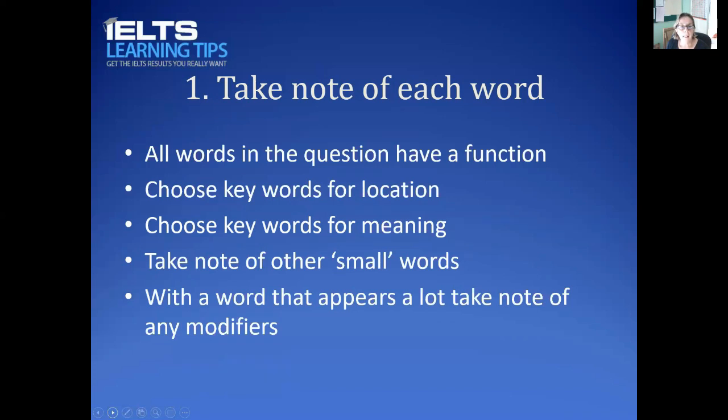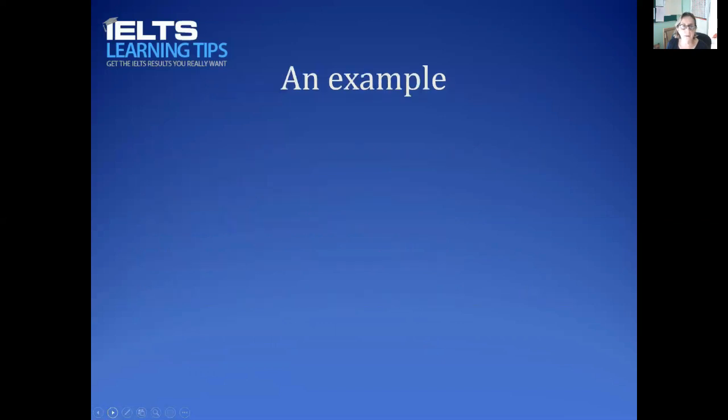Okay, and if you have a word that appears a lot, so let's say one of the examples I'm going to show you is about zoos. Zoo is everywhere in the text. So in the question, look at the other words that are with zoo, because that might help you to find the location. Okay, so here's an example.